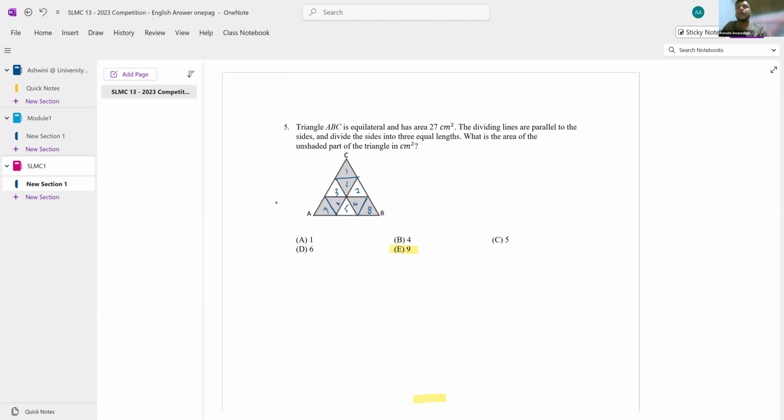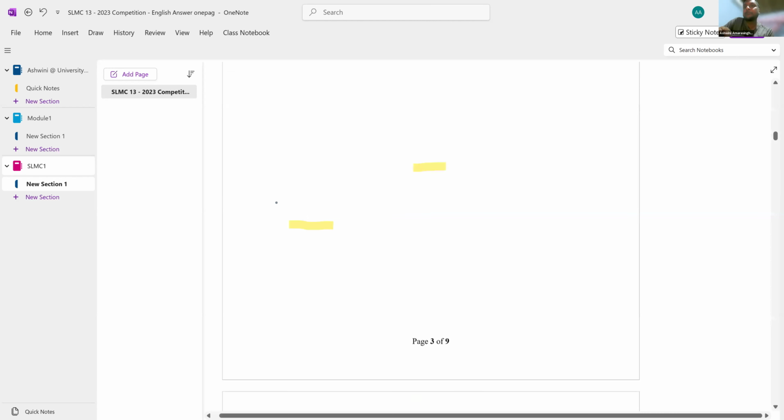Okay. And as you can see, there are 3 pieces. So it's 1/3 of the whole triangle and the whole area is 27. So the area of the unshaded part is 9.